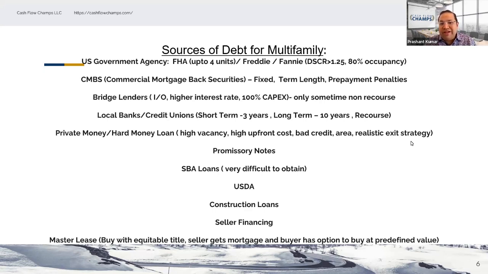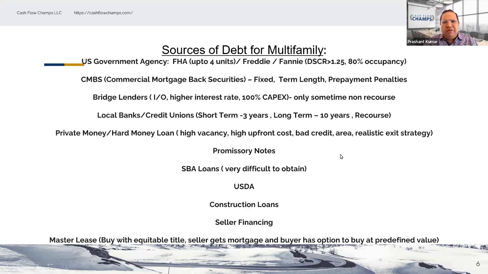Construction loans, then you have seller financing. You can do master lease, buy with equity with title. Seller gets the mortgage and buyer has the option to buy at a predefined value. So there are various sources of debt for multifamily.